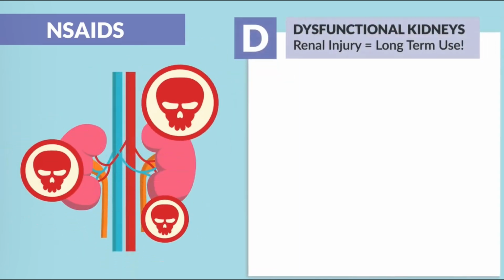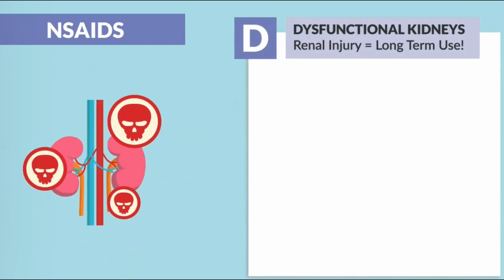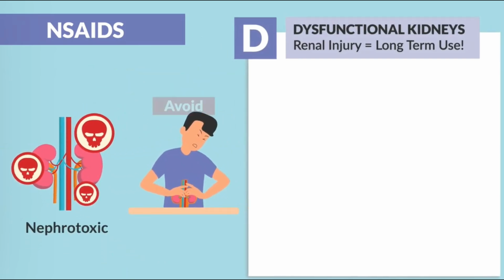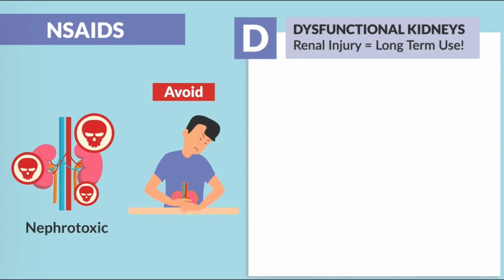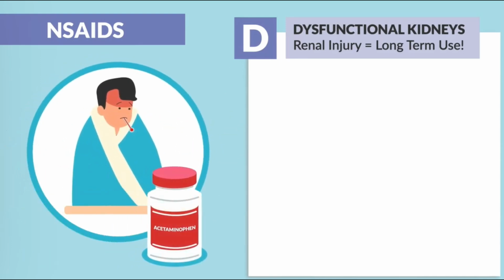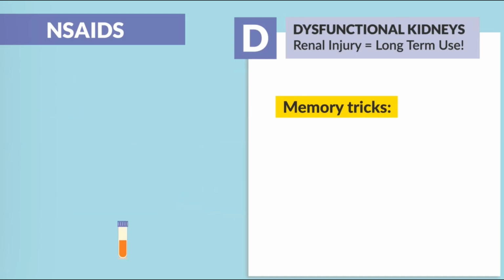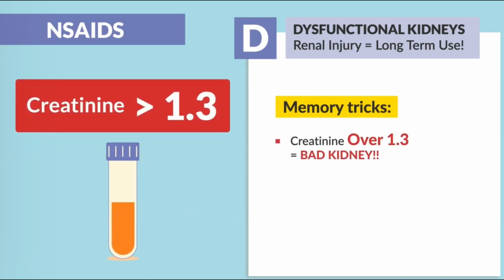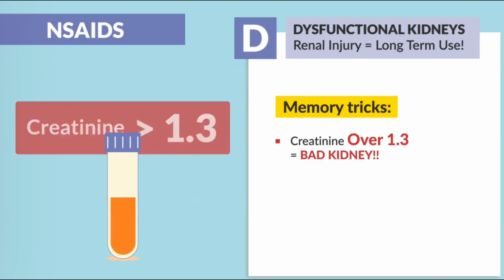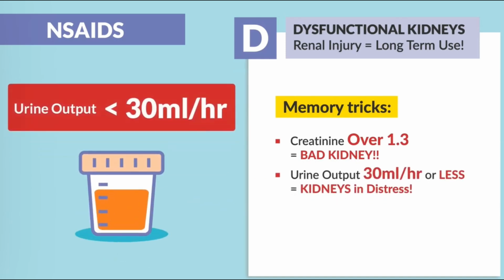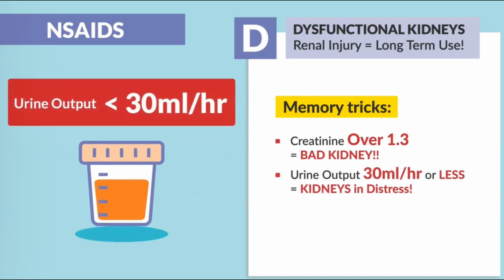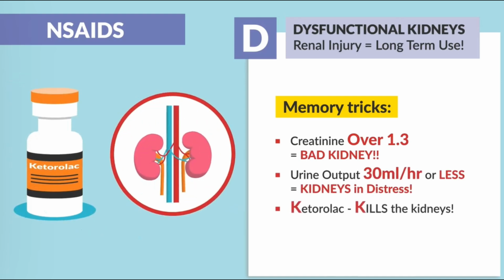Now D is for dysfunctional kidneys. Again, renal injury with long-term use, aka nephrotoxicity. So we avoid renal patients. Guys, we always use acetaminophen for fever with patients with renal disease. So memory tricks here for the labs for renals. Creatinine over 1.3 means a bad kidney. Urine output 30 mLs or less means the kidneys are in distress. And K for ketorolac. K for kills the kidneys.